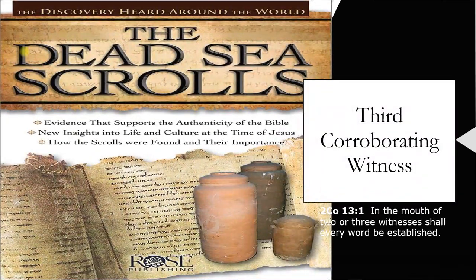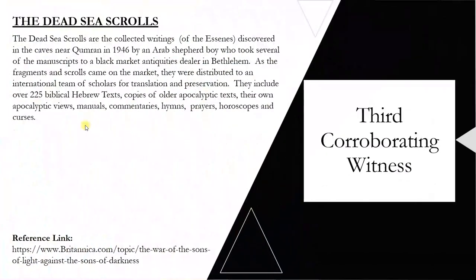Okay, now we have another witness. This one is called the Dead Sea Scrolls. Let's see what the Dead Sea Scrolls have to say about using the solar calendar for computing the sacred gatherings. Here we go. The Dead Sea Scrolls are the collected writings of the Essenes.